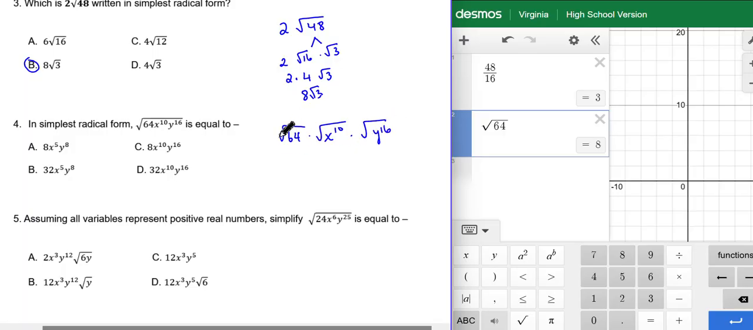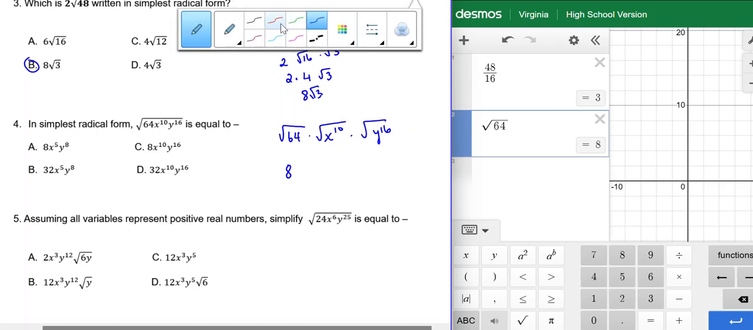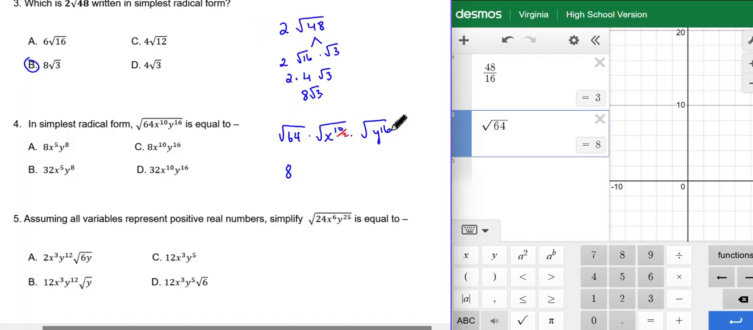Now, square root of 64 is 8. That's the easy part. What you can do here is, since this is an even number, I can just go ahead and just divide that out by 2. Divide that out by 2. So then that would mean that I have x to the, what do you call this? 10 divided by 2 is 5. And then y to the 16 divided by 2 is 8. And that's my answer right there. I don't know why I have two different colors, but that's my answer right there.